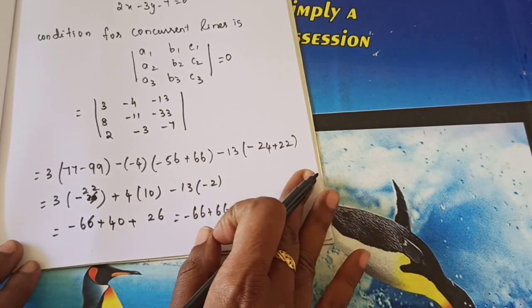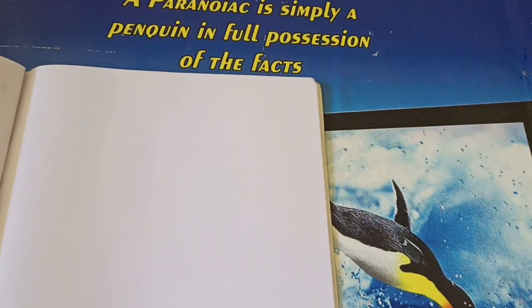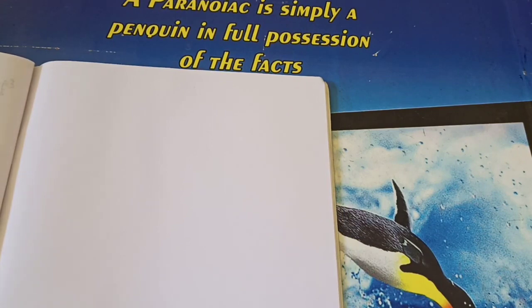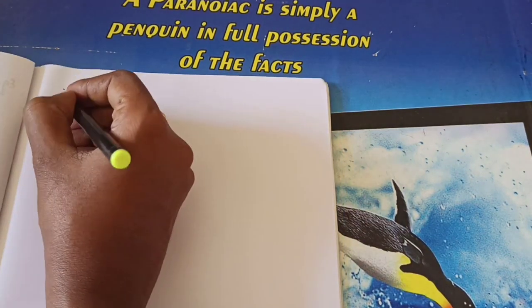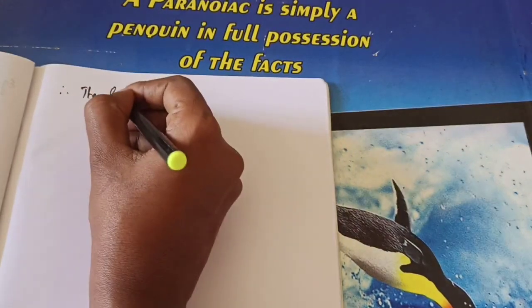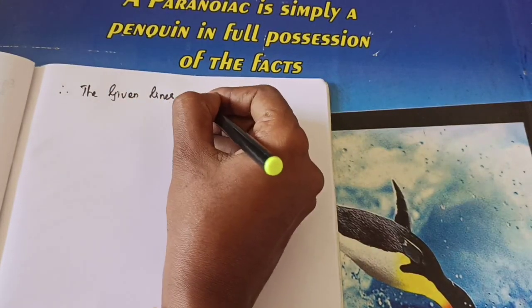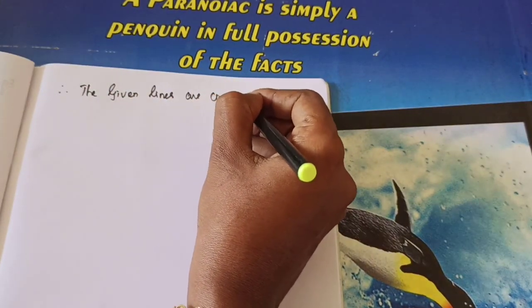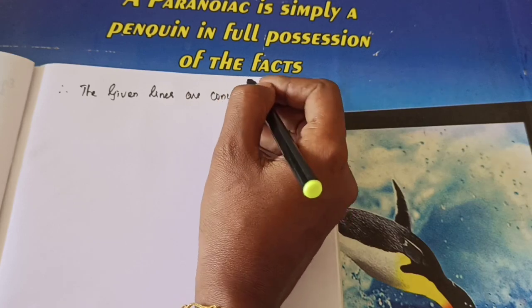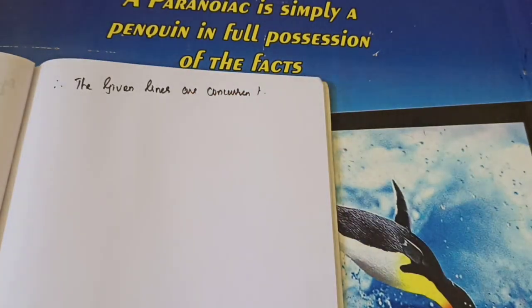0. Therefore, the given lines are concurrent or not? Then it is concurrent. Yes or no? Yes. So if we get the determinant value as 0, we will say therefore the given lines are concurrent. Okay, therefore the given lines are concurrent. Here they asked you to find the concurrence point also.